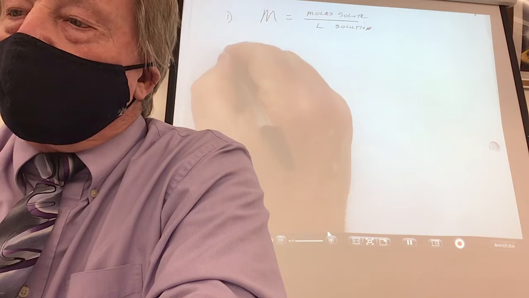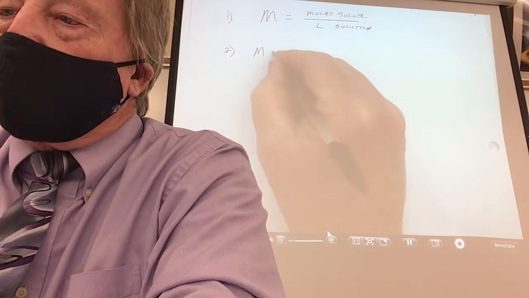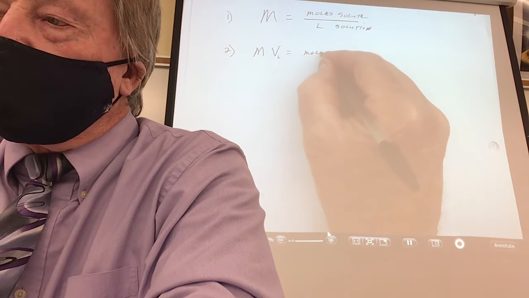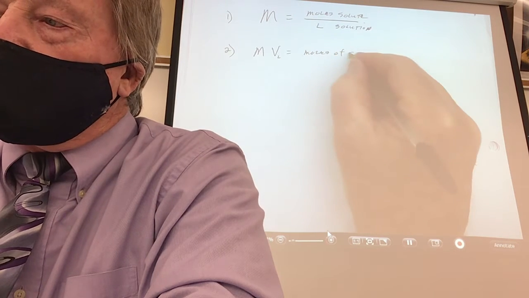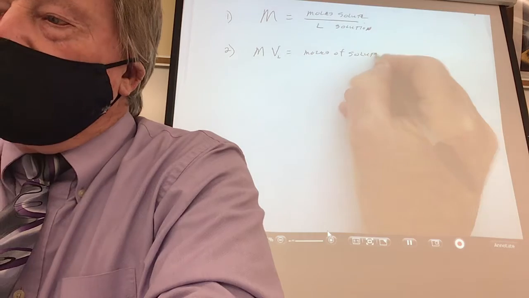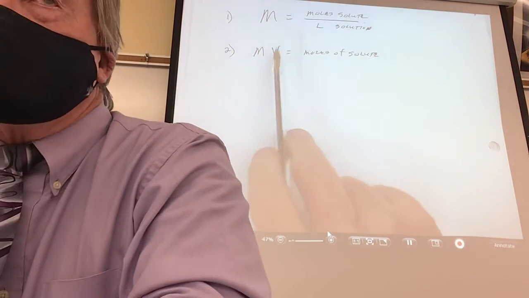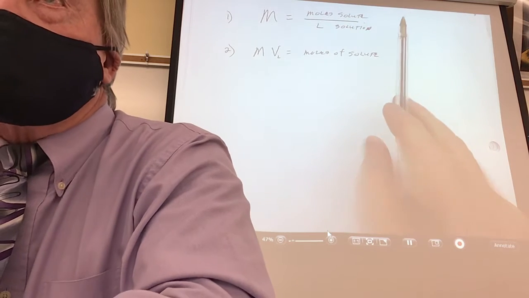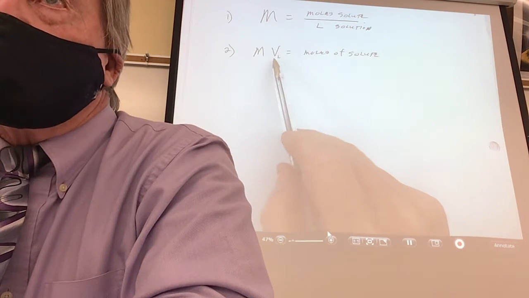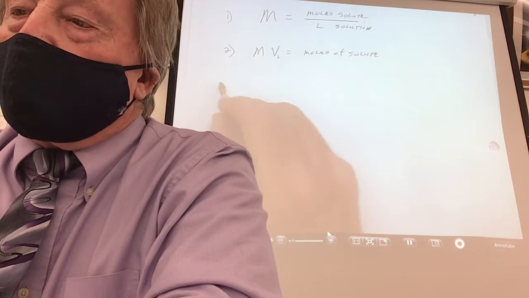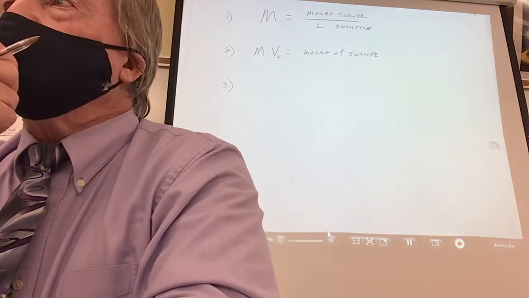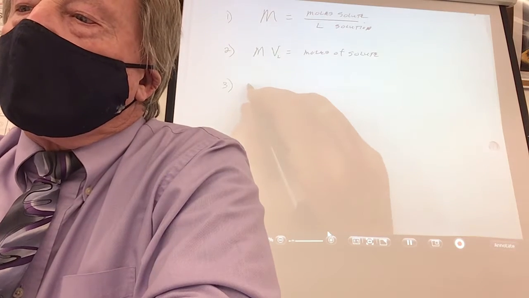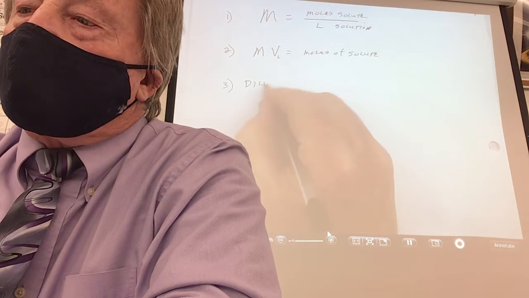Number 2 is molarity times volume in liters will give you moles of solute. Now, do you understand that is this equation? You multiply both sides by liters of solution, and that is volume in liters, isn't it? Now, the third one that you're going to use a lot, it looks like this. It's called the dilution equation.